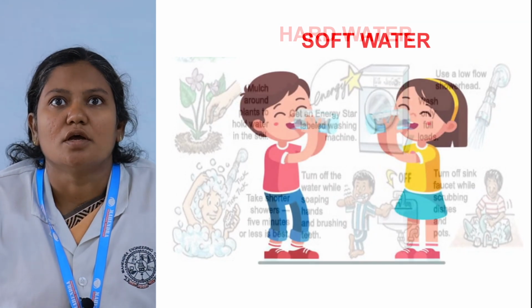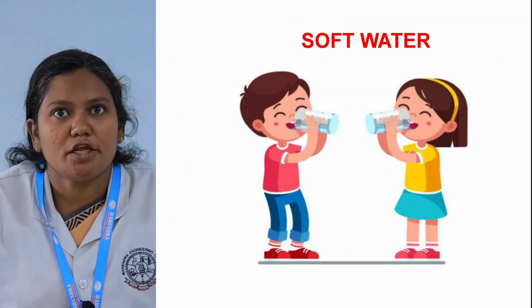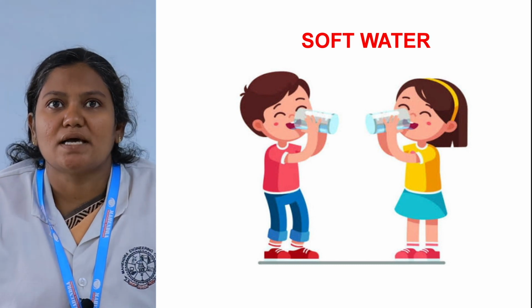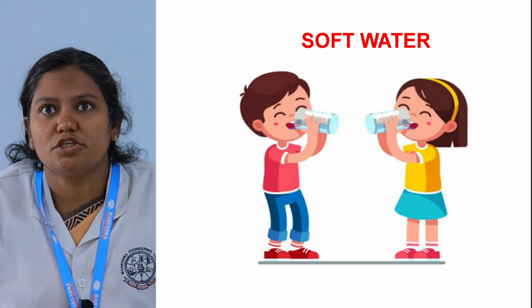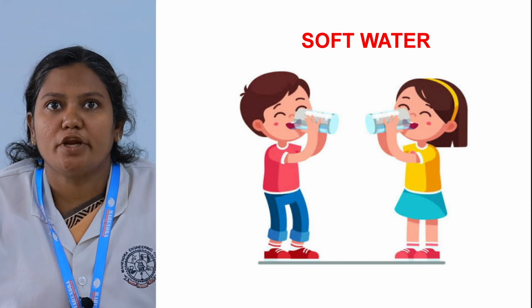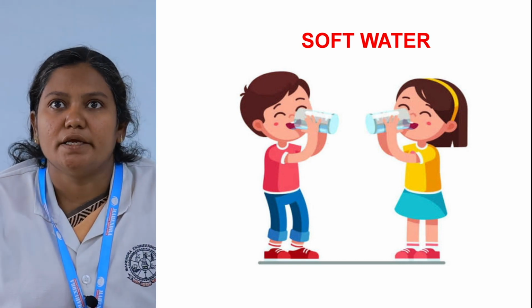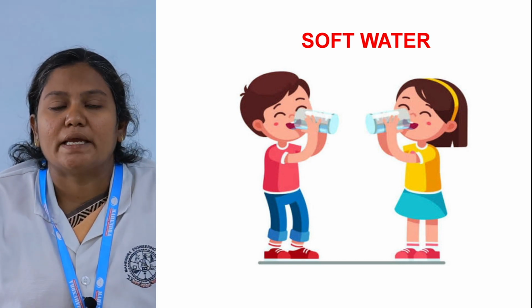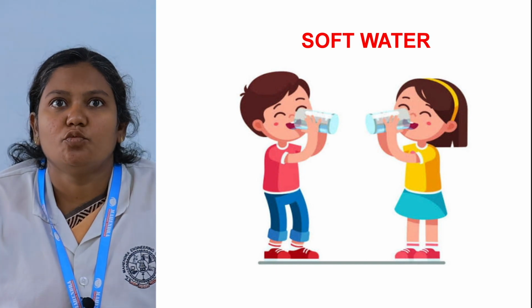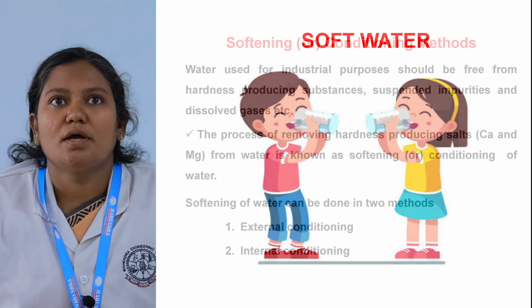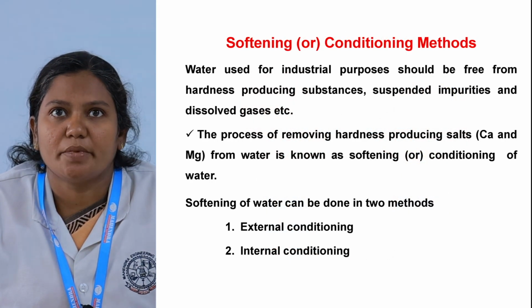Now soft water. Soft water is used for drinking purposes. It has an absence of calcium and magnesium ions but a presence of chlorine ions. Chlorine is added here to kill the germs and bacteria present in water. Now, entering into the softening or conditioning methods.